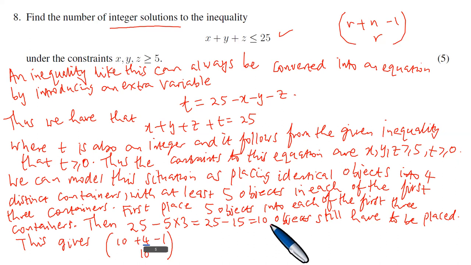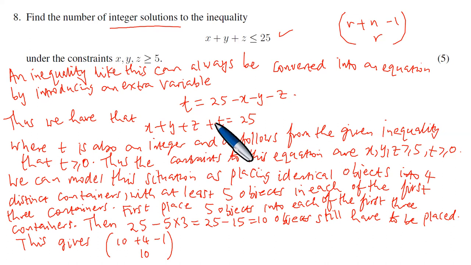How did we get four? Well, because we have a total of four variables here: one, two, three, four. We introduced T with initially three, but we ultimately have four. That is why we model this situation as placing identical objects into four distinct containers. What are the four distinct containers? They are X, Y, Z, and T.